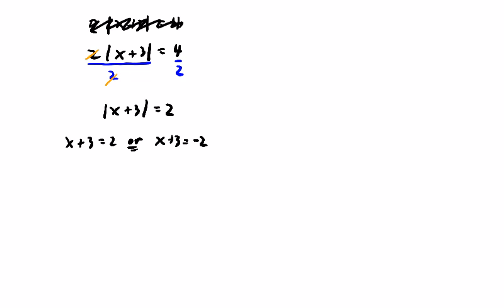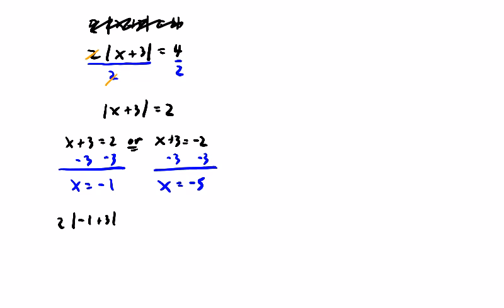Now, I think it's fairly clear, we subtract 3 from both sides and get that x is equal to -1, or if we subtract 3 from both sides here, x could be -5. Either one of these should make the original equation true. So let's check this out. 2 times the absolute value of -1 plus 3 equals 2 times the absolute value of 2, which equals 4, which is what the right-hand side of the equation was.